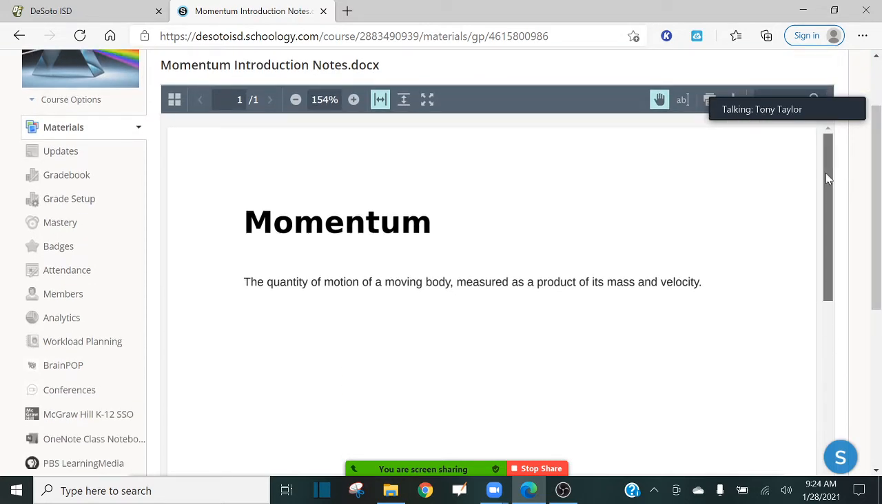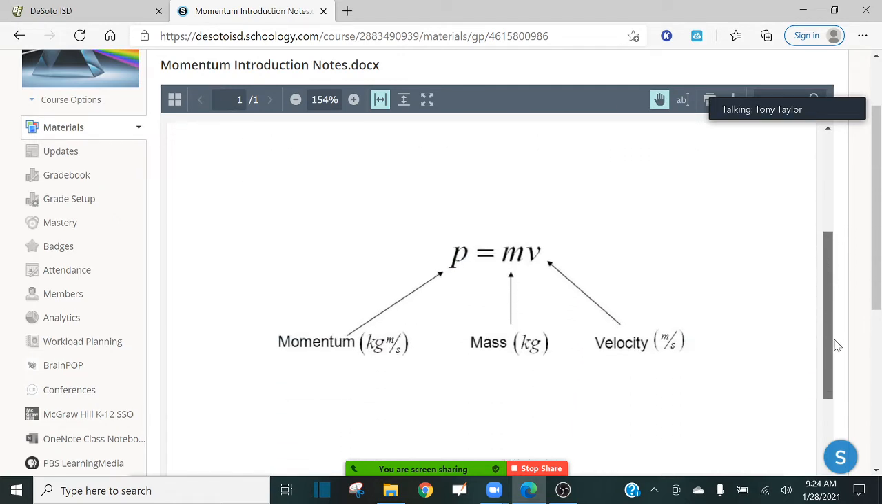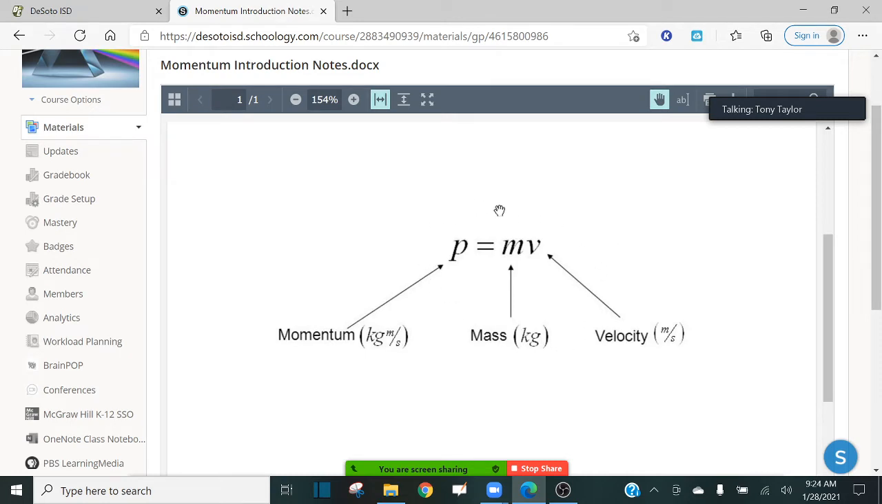And remember what I said, that momentum is defined as the quantity of motion of a moving body. It is measured as the product of an object's mass and velocity. So remember, this was the equation you used last time for your assignment. Momentum is equal to mass times velocity.